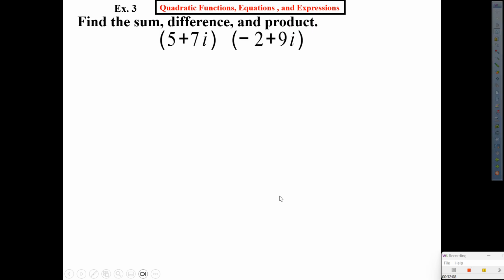Oh. Copy this one. Example, last one. Example 3Q: negative 7 plus 3i and negative 3 plus 2i. Let me send that to your screen. There it is. As soon as you're done, send me your work.